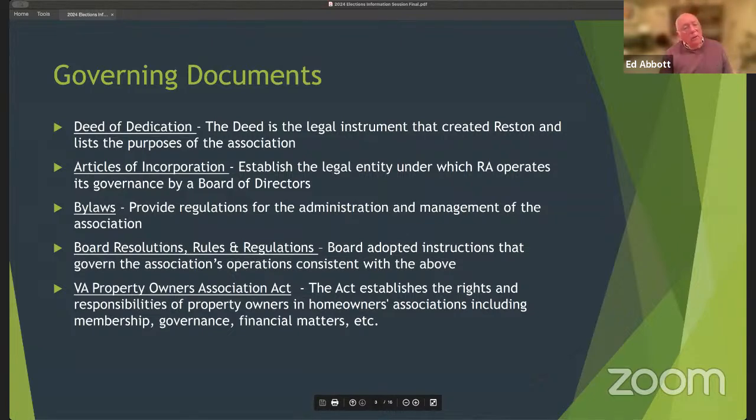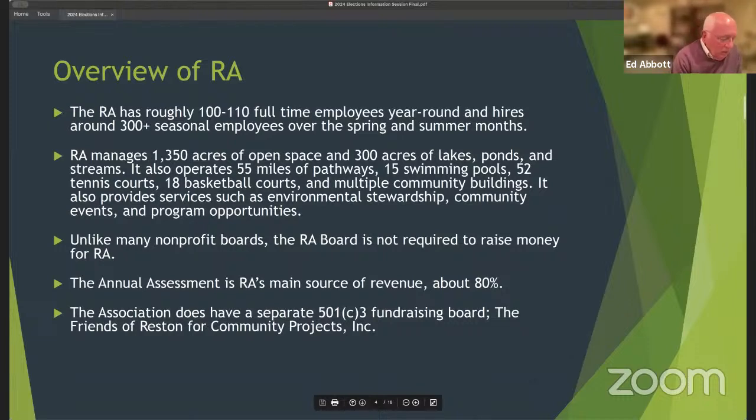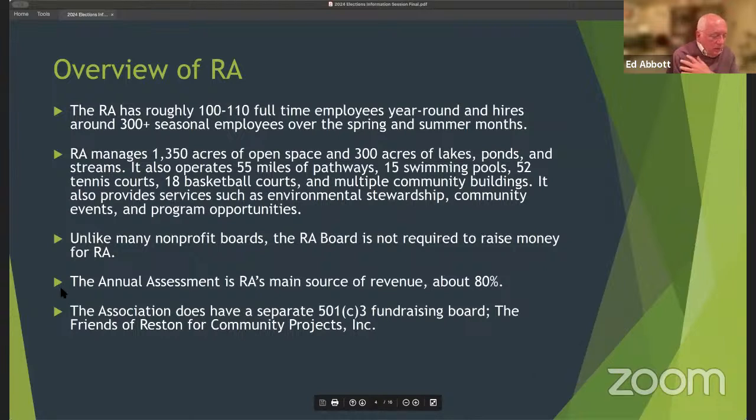Okay, next slide. So given all of that, what is RA? What does it do? We've discussed the legal and operational rules under which it governs, but what does it actually manage or administer? This is an overview of the association. It includes the facilities that RA manages, and it's pretty extensive, as you can see from the slide. Plus, there's a fairly substantial staff. Probably one of the things that you may want to realize is that the budget is right around 19 million a year, and most of that comes from the annual assessment. So let's move on to the next slide.